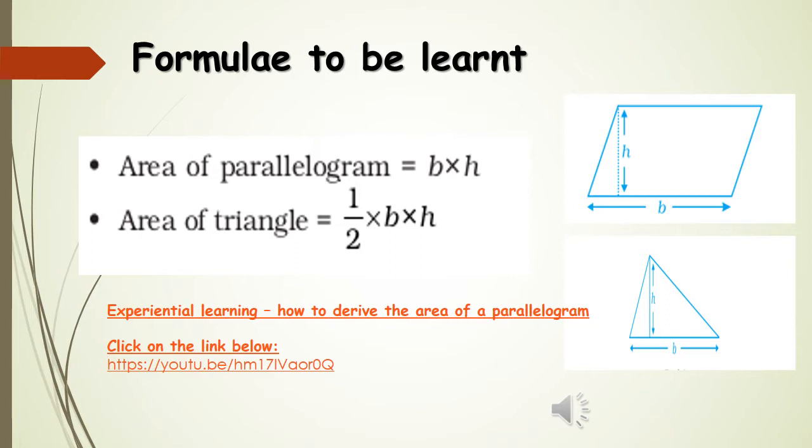How is this formula derived? You can find that out by clicking on the link given below. We know that area of a rectangle is length into breadth. From that formula, how we derive the area of parallelogram, you can find out. Now we know that a triangle can be obtained by joining the diagonal of a parallelogram. So half of the area of a parallelogram is the area of a triangle. So area of triangle is half into base into height.